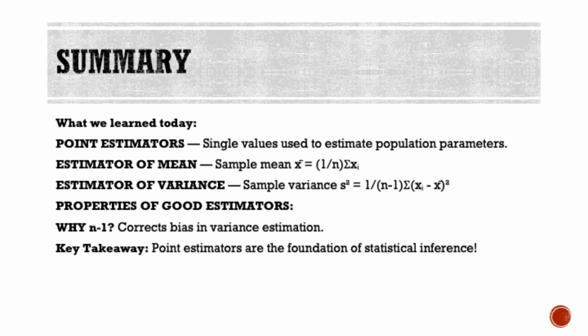We use n-1 in the variance formula to correct for bias. The key takeaway is that point estimators are the foundation of statistical inference.